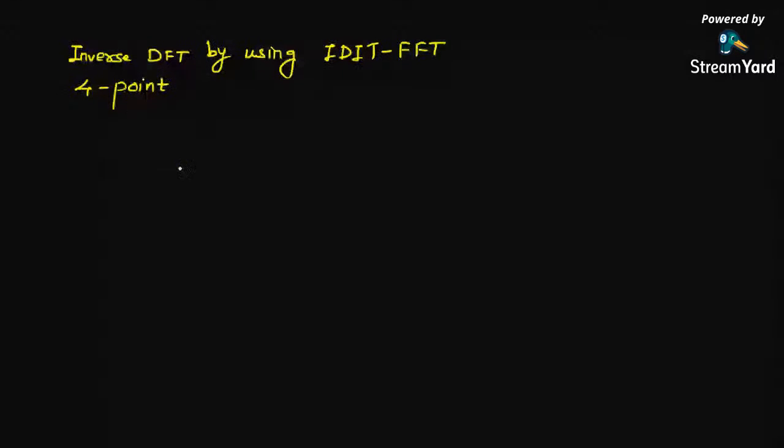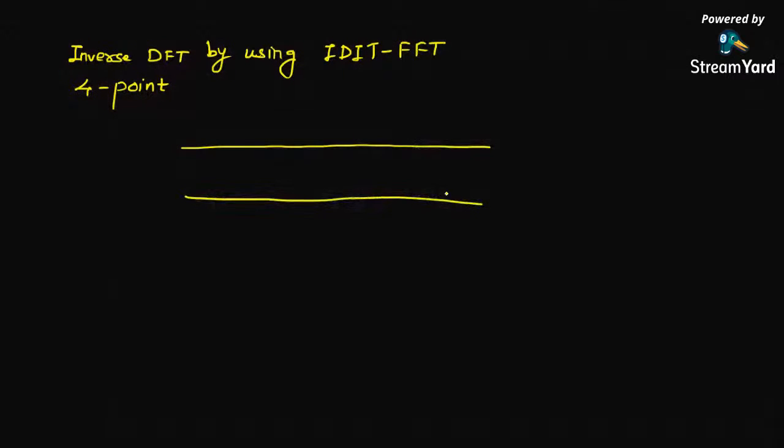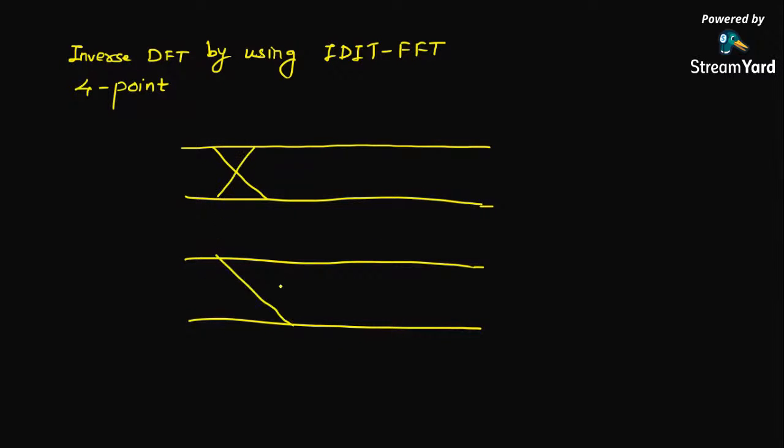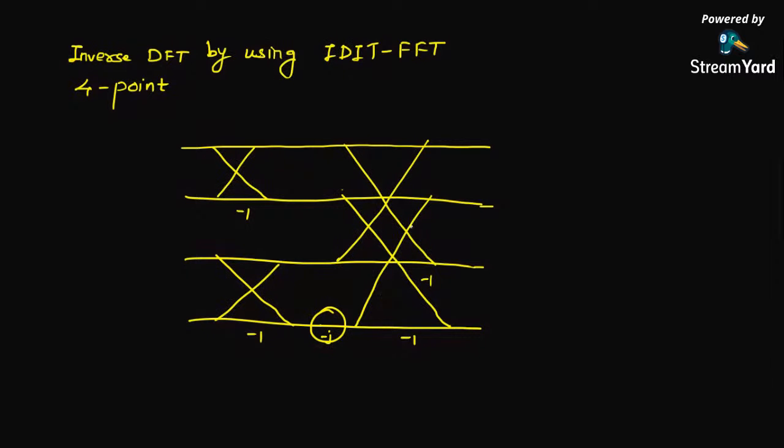So in case of 4-point, the flow graph will be like this. Those two are connected, then this is connected. It is -1, -1, -1, -1, and this is -j. Correct. So this is the same flow graph we are going to use for IDFT, while calculating the inverse DIT-FFT or inverse DFT, with some modifications.